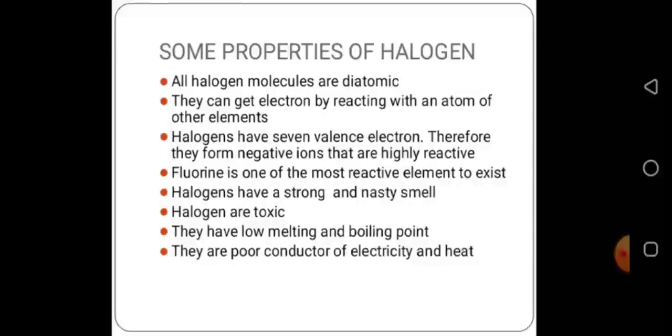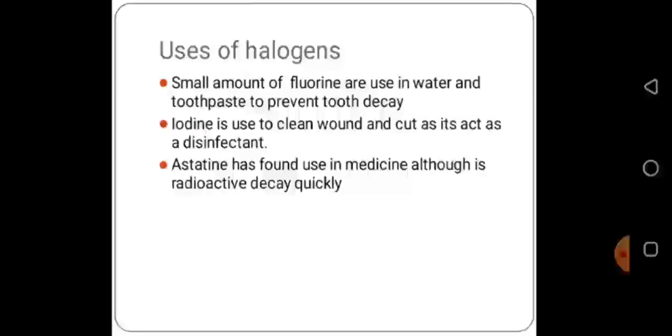Halogens have low melting and boiling points. They can easily melt and boil at a small amount of temperature. They are also poor conductors of heat and electricity. All the halogens are poor conductors of heat and electricity.